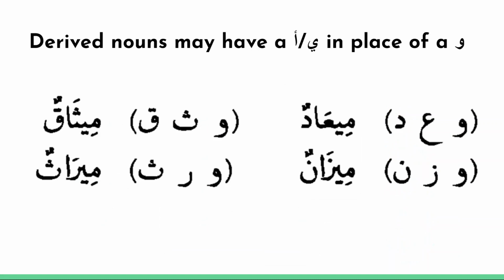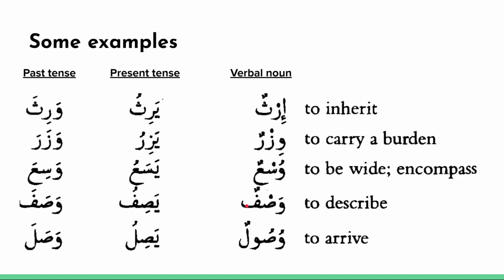The other thing I should mention is that nouns that are derived from these verbs that have a waw or a ya at the beginning might have a ya or an alif in place of that waw. If you take this verb here, wathaqa, you'll notice that the three root letters are waw, tha, qaf. But the noun that's derived from it, mithaqun, which means an oath, doesn't have a waw. The waw has transformed into a ya. And this can happen, it's quite common.